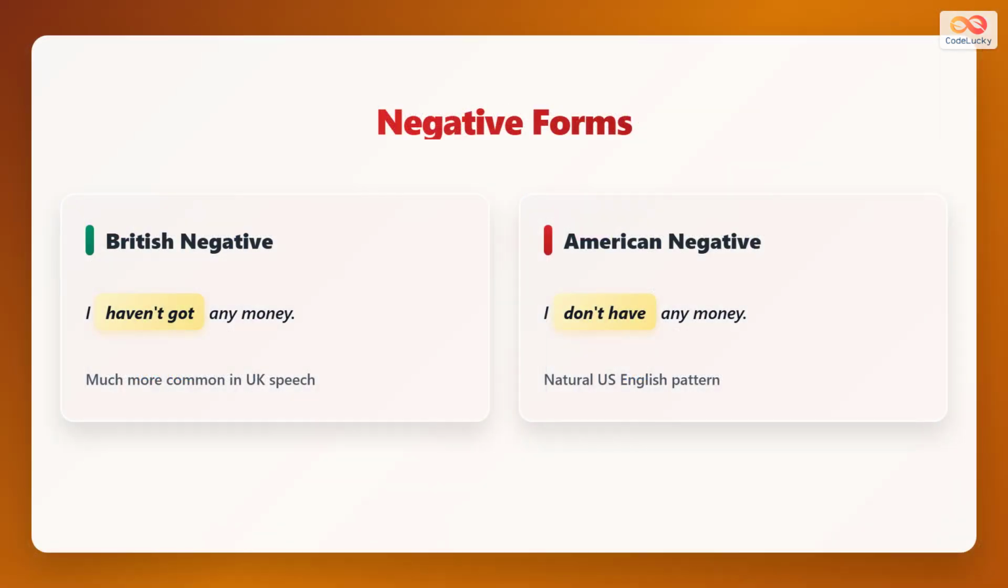Now let's look at negative sentences. In British English, the negative form is haven't got. For example, I haven't got any money. This is much more common in UK speech. In American English, the negative form is don't have. For example, I don't have any money. This is the natural US English pattern. The structures are different, but both express the same meaning.